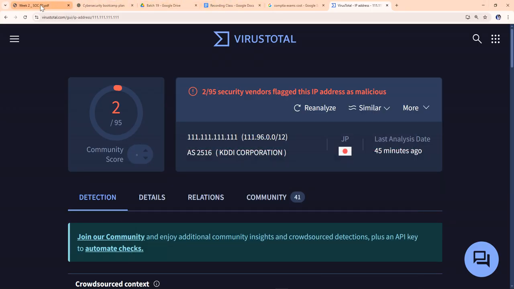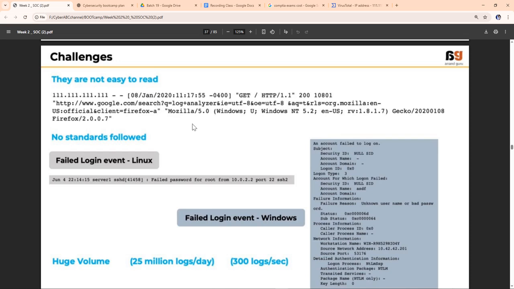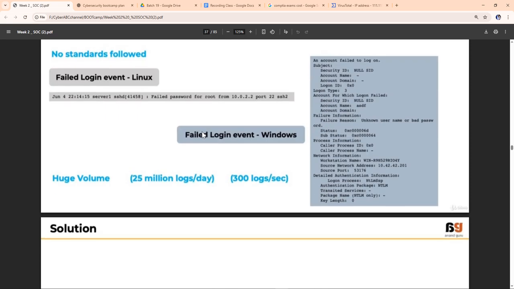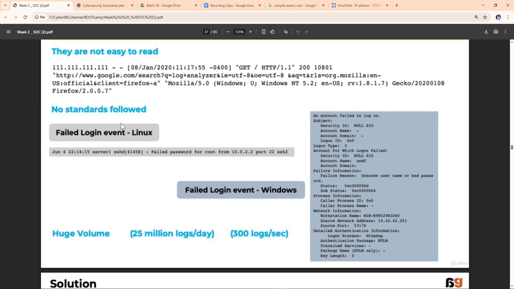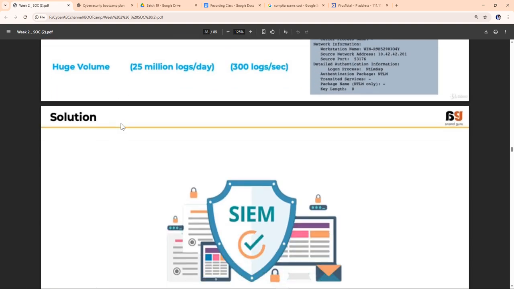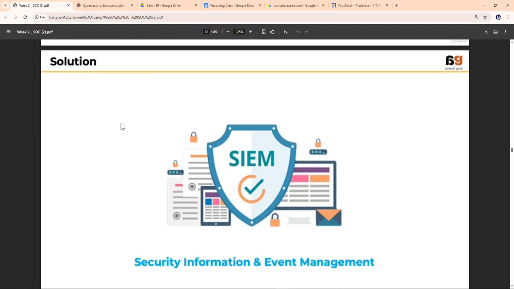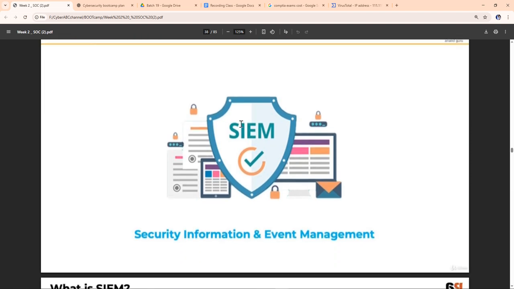Okay. So we've seen the challenge. The challenge is that the logs are not easy to read. So now a solution came in, and that solution is called SIEM, and it stands for Security Information and Event Management.